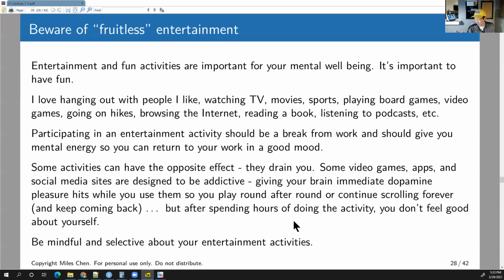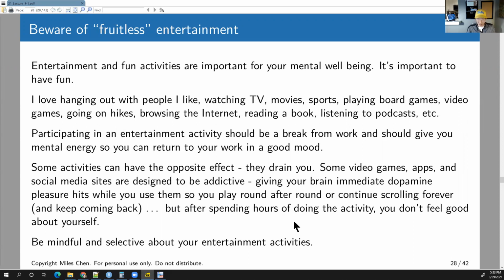I do want to take a note and say, beware of fruitless entertainment. I'm absolutely for entertainment and fun activities. Those are very important for your mental well-being. It's very important that you have fun. Watch TV, watch movies, play sports or video games or anything like that. Those are all great things.